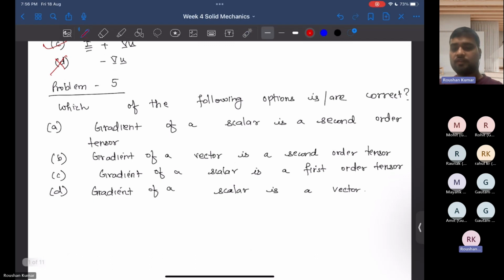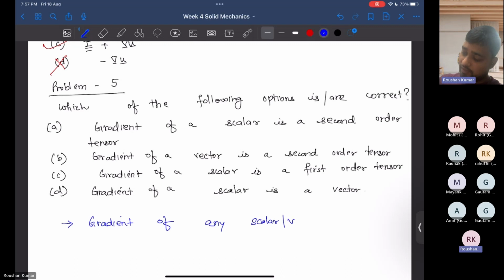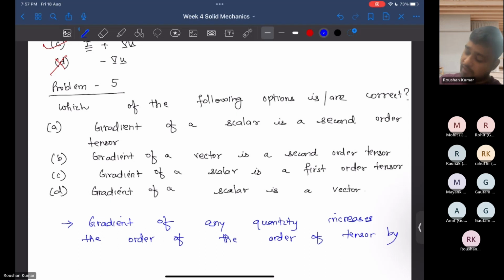So first thing I would like to mention here is that if we take a gradient of any quantity, whether it is a scalar, vector, tensor or higher order tensor, basically it increases the order of a tensor by 1.